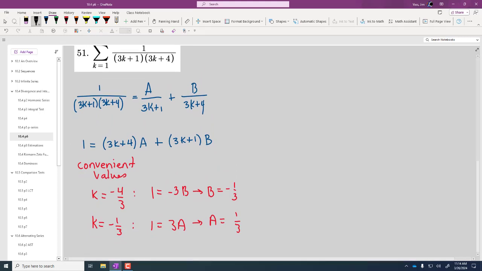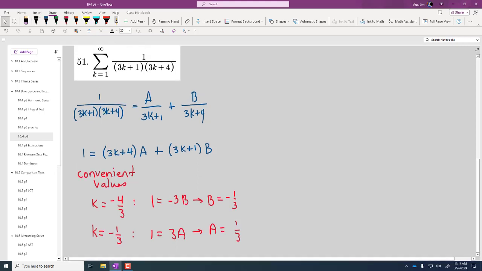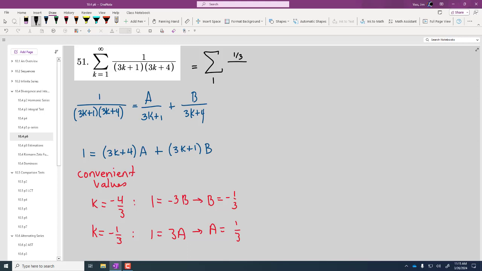At first, maybe we were thinking we could break it apart and use the integral test. But now we're seeing, what kind of series is this? 1/3 times 1 over 3k plus 1, minus 1/3 times 1 over 3k plus 4. What kind of series is this? Telescoping. So when we have that subtraction piece in there, that is going to be a telescoping series.